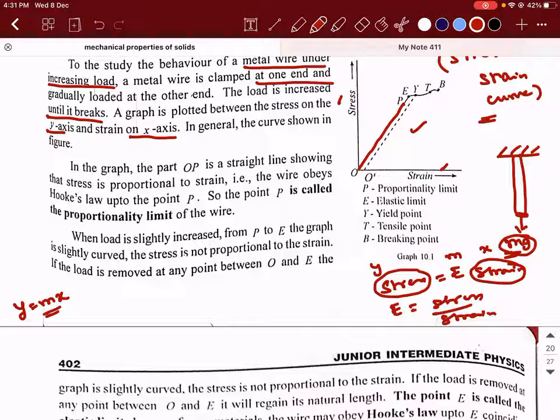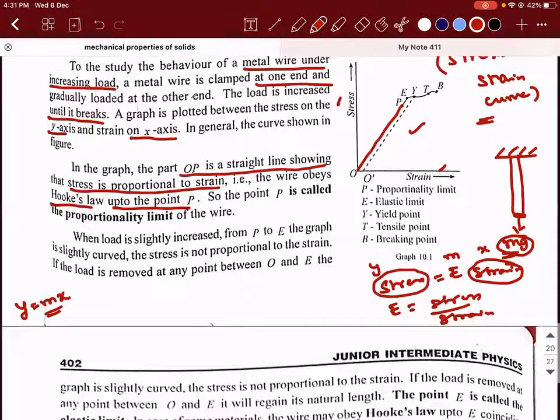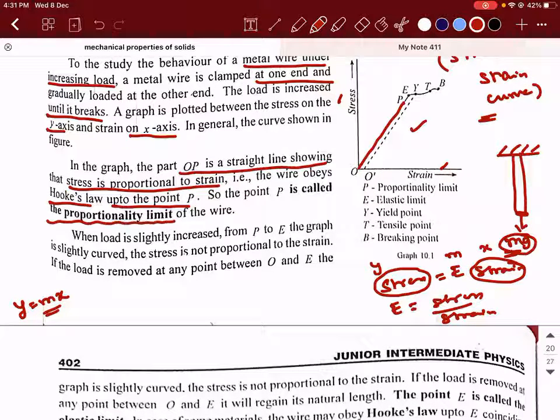Till a point called P. So in the graph, OP is a straight line showing the stress is proportional to strain. That is, the wire obeys Hooke's law up to the point P. So what is that point P called? It is the limiting value, elastic limit, and it is also called the proportionality limit of the wire. So these are all different names.